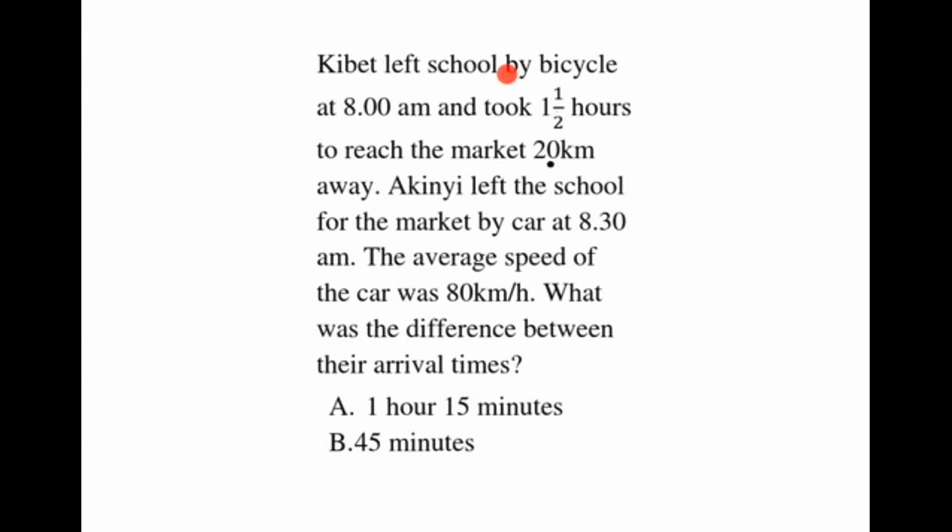Kibet left school by bicycle at 8 a.m. and took 1.5 hours to reach the market 20 kilometers away. Akinyi left the school for the market by car at 8:30 a.m. The average speed of the car was 80 kilometers per hour. What was the difference between their arrival times? Solution.